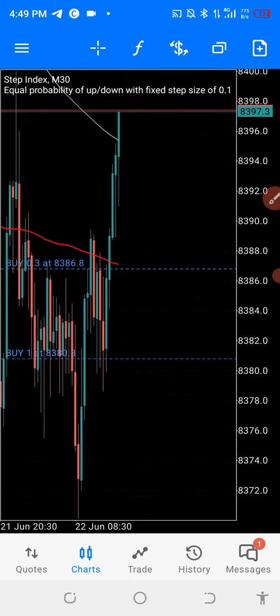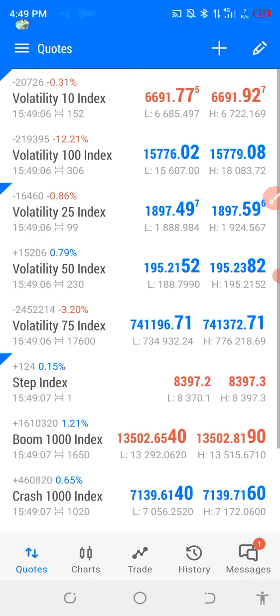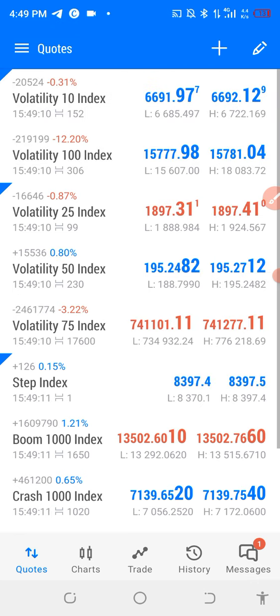So these are the differences and the few things you need to know about the synthetic index or the volatility market. It is a very, very interesting market and you will want to test it.